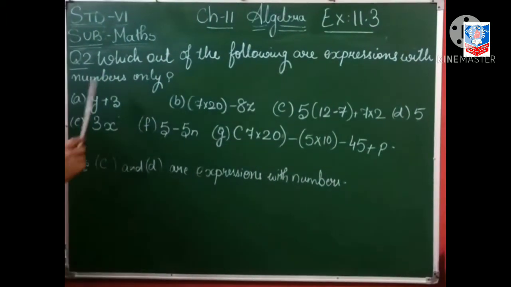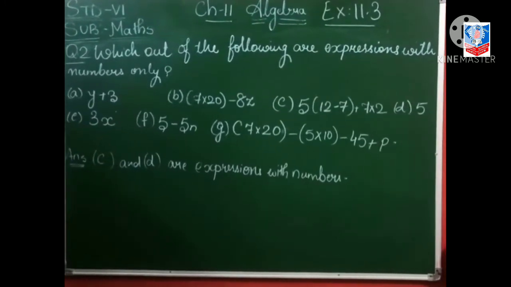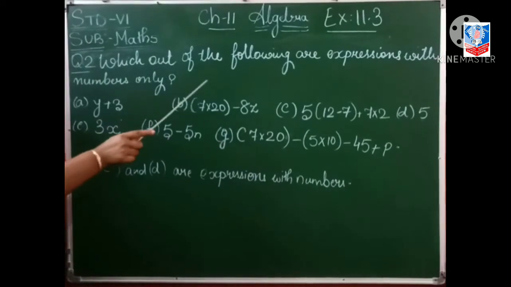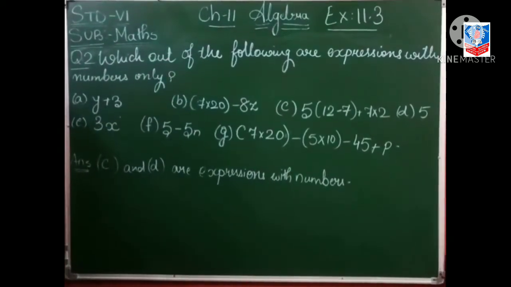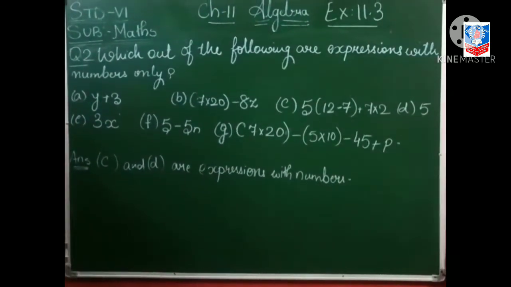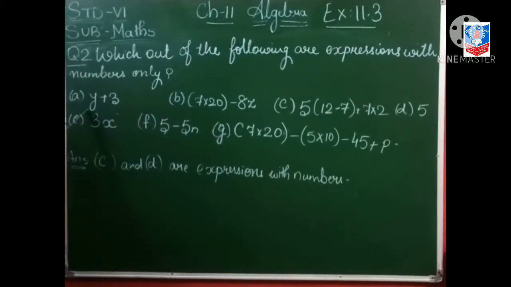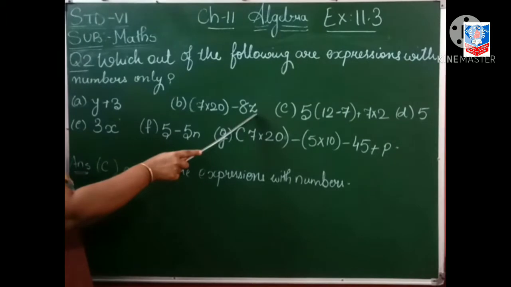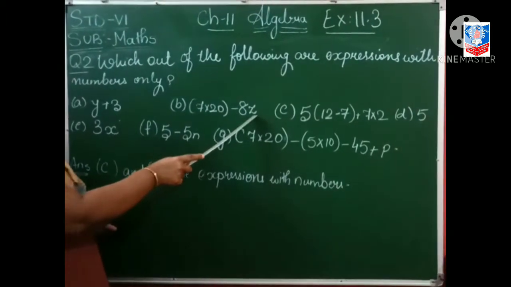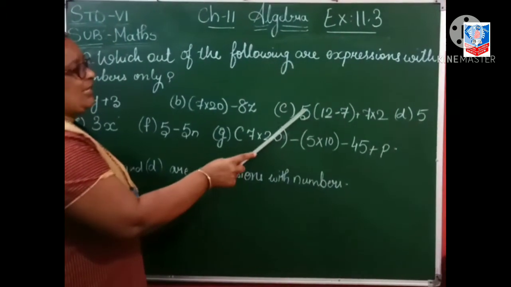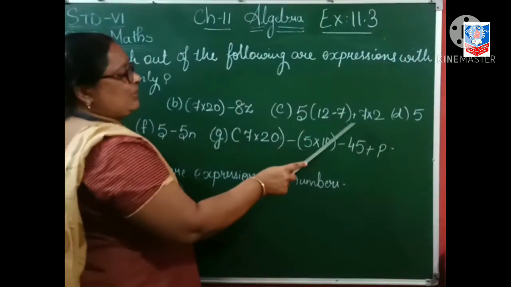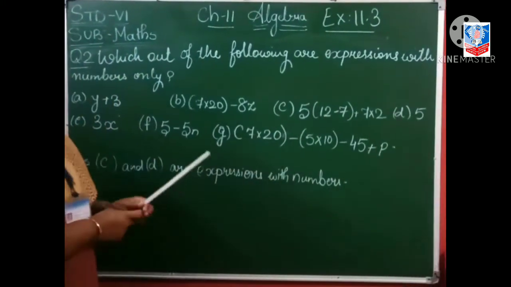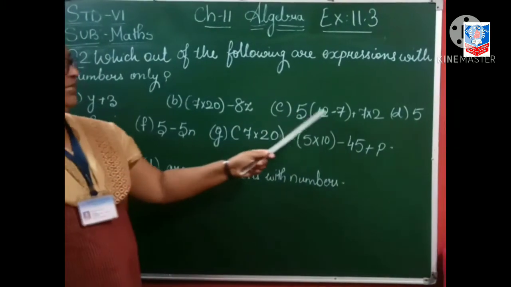These are some expressions. Here what we have to write? We have to write which expressions are with numbers only, where no variables are used. Now see, y plus 3: variable y is used. 7 into 20 minus 8z: the z is the variable. Now see, 5 into (12 minus 7) plus 7 into 2: no variable is used. So our first expression is C.